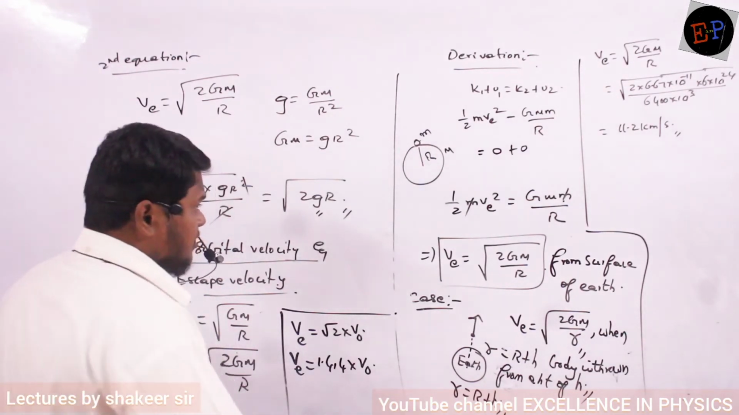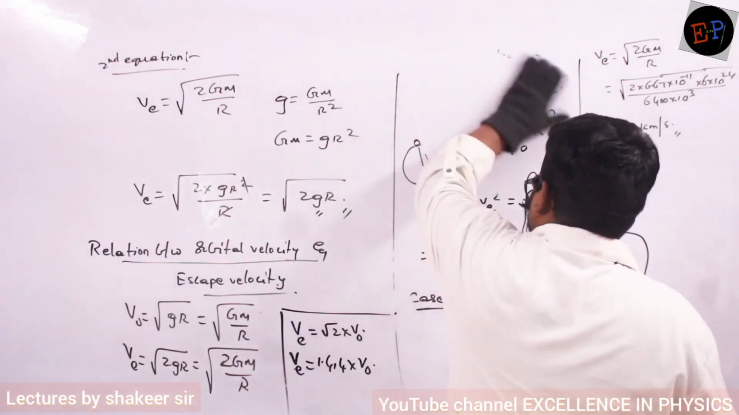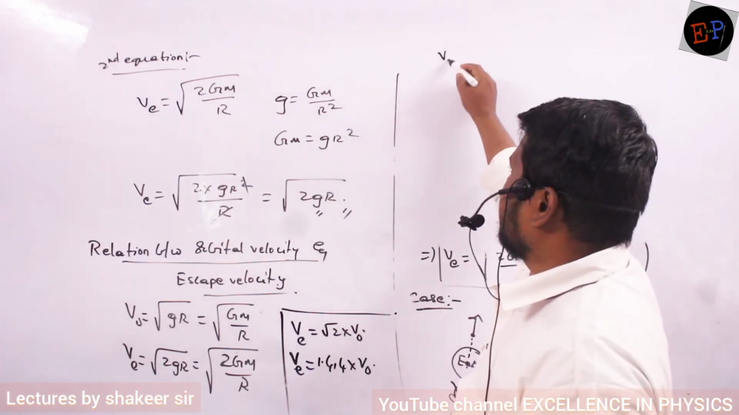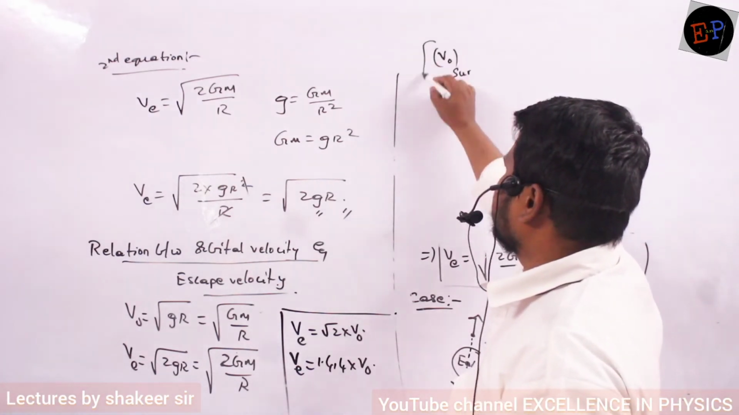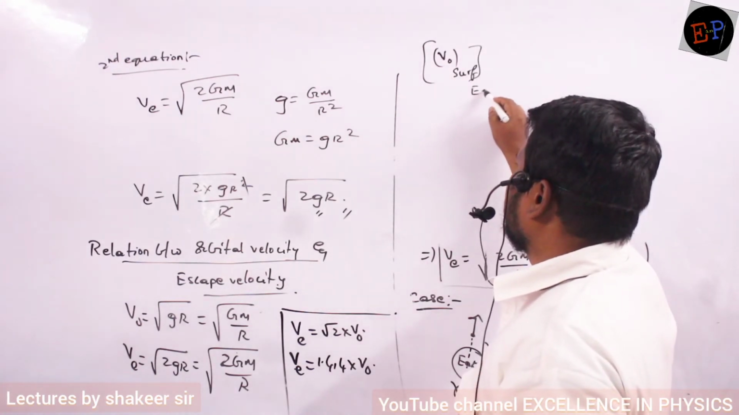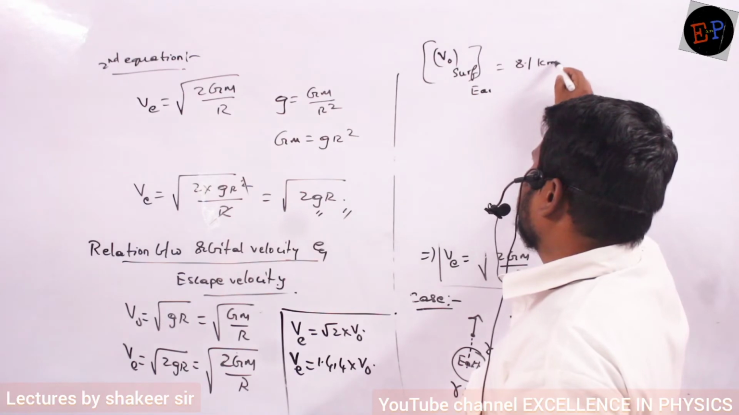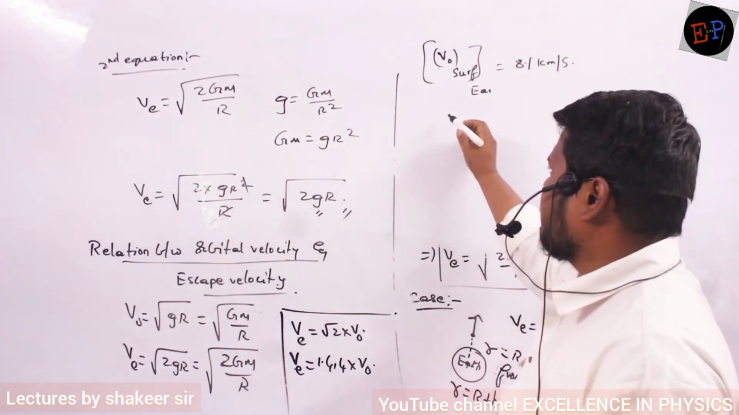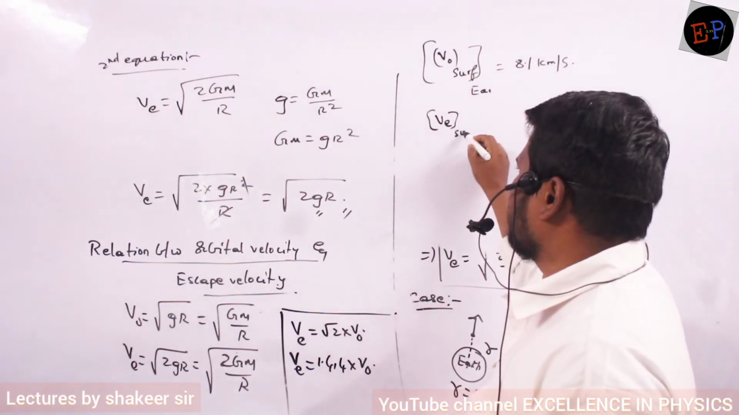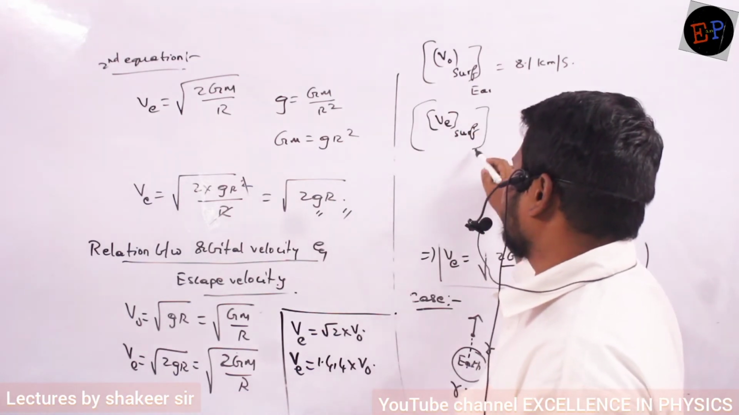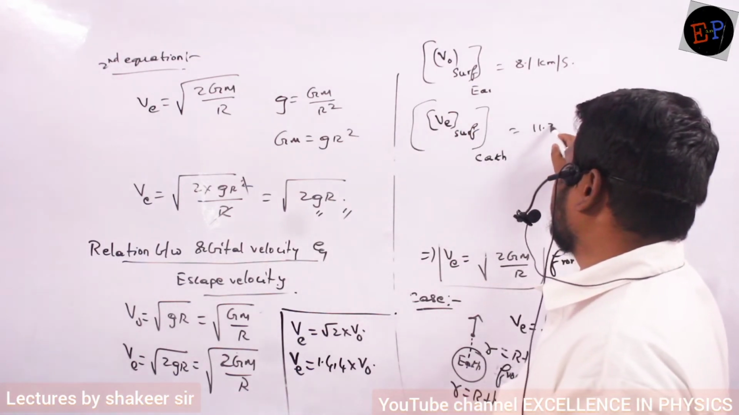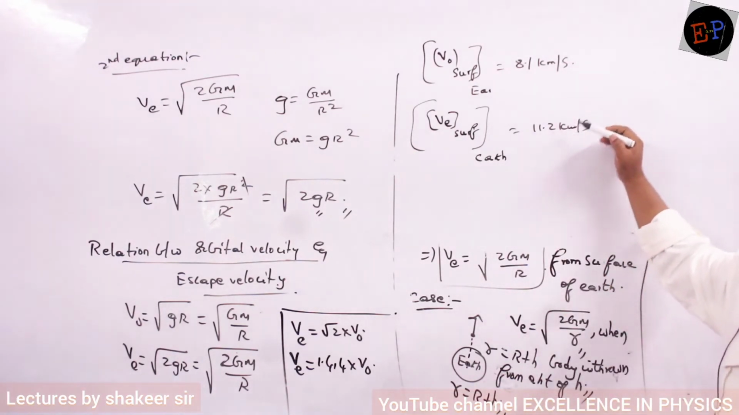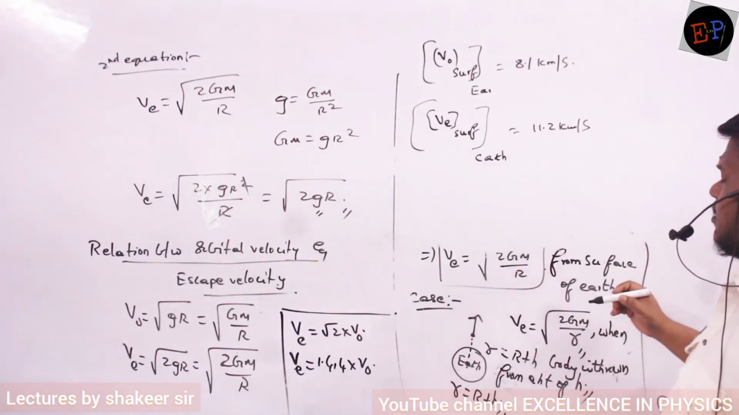Already we have studied, what is the value of orbital velocity for Earth, for surface satellites? It is 8.1 kilometer per second. Surface satellites are rotating with this much speed. And what is escape velocity from the surface of Earth? It is equal to 11.2 kilometer per second. So approximately 41% bigger. Therefore, what we write?